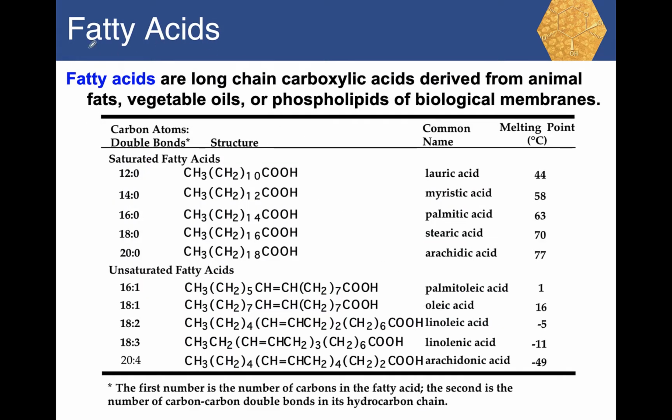Let's turn our attention now to fatty acids. What are fatty acids? Fatty acids are long-chain carboxylic acids that are derived from animal fat, vegetable oils, and phospholipids. But the main aspect here is that they are carboxylic acids, number one, and that they are long-chain. What does that mean? Here's some examples. Here's the carboxylic acid, and notice this has 10 CH2s. That makes it a long-chain carboxylic acid.